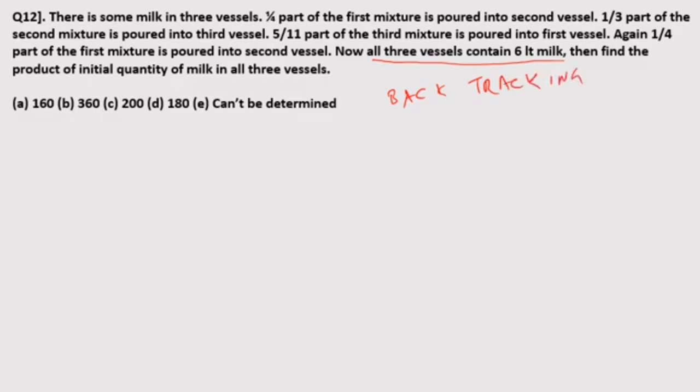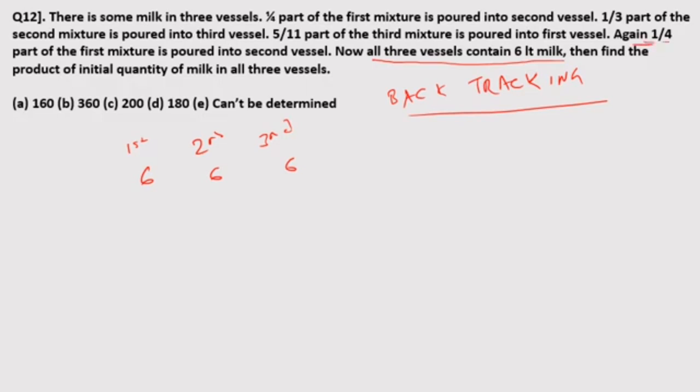Backtracking means we'll start from the end and come to the first part. Finally, all the 3 vessels contain 6 liters of milk. This is the first vessel, assume this is the second vessel, this is the third vessel. Finally, they are having 6 liters each. Now, before that, just before the last step.